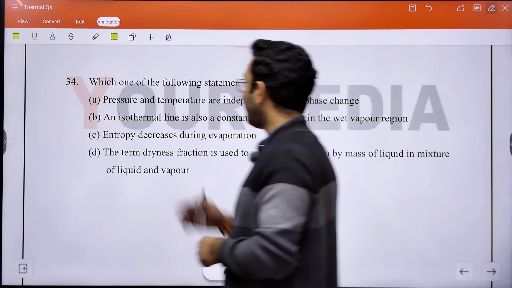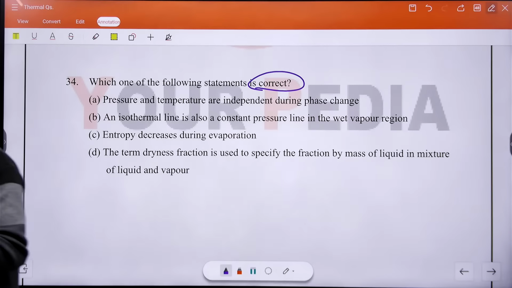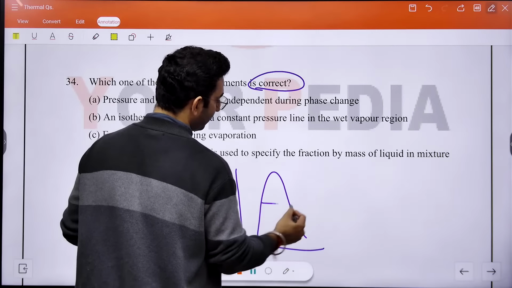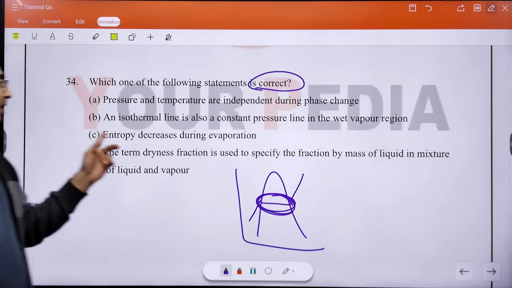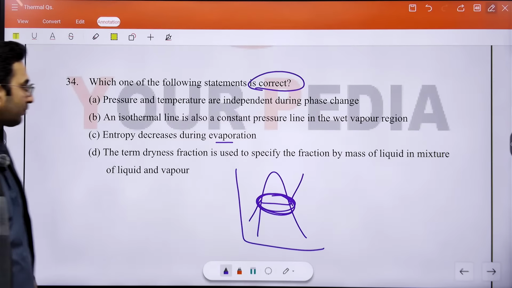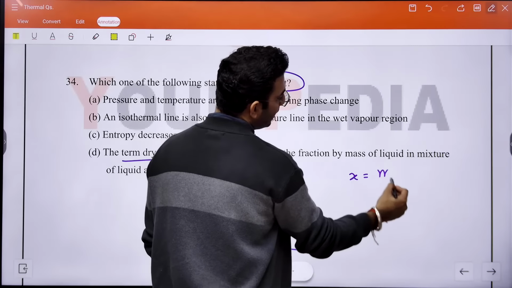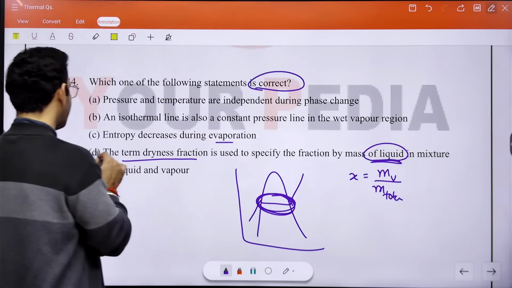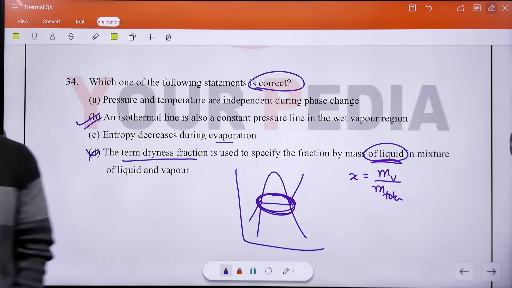Next, isothermal line is also a constant pressure line. That is a correct one. If you simply create a TS diagram here, you can see in the wet region, the constant pressure and the isothermal lines are the same. Entropy decreases during the evaporation. That is a wrong one, because during the evaporation, entropy is going to increase. The term dryness fraction, that is a wrong one here, because dryness fraction is the mass of vapor divided by the total mass, not the liquid mass. It is also incorrect here. Option number B is the correct answer in this case. Don't mark option number D as a correct answer.